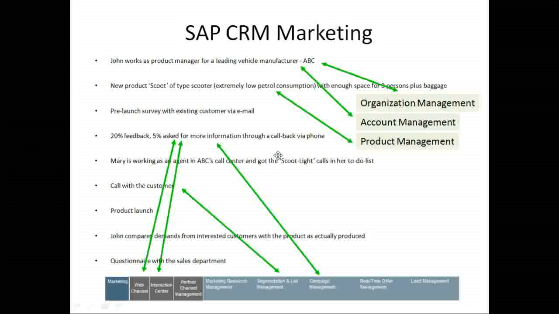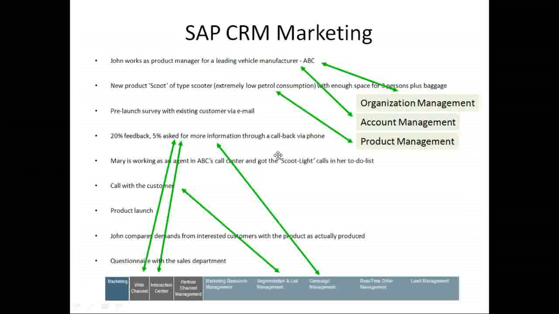John is working as the product manager in this company, as well as Mary as the call center agent in this company ABC. So these details will be maintained in organization management, and also account management will maintain the details about the organization. Product management will hold the details about the product in order to use it in various business scenarios. So here it will contain the details about the new scoot, its features, and what are all the benefits and features offered with this new scoot. So the product details will be completely maintained under product management.